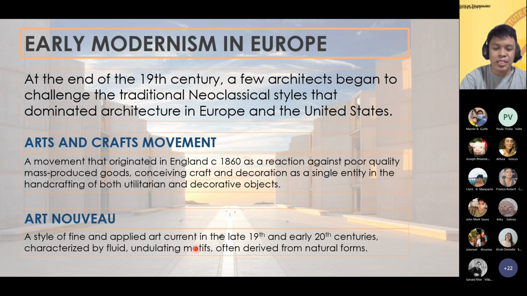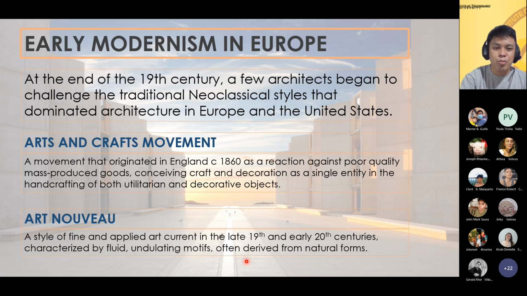For Art Nouveau, then, the definition from Visual Dictionary of Architecture is, it is a style of fine and applied art current in the late 19th and early 20th century, characterized by fluid, undulating motifs often derived from natural forms. So arts and crafts movement, and then nasay gitawag na tong Art Nouveau.